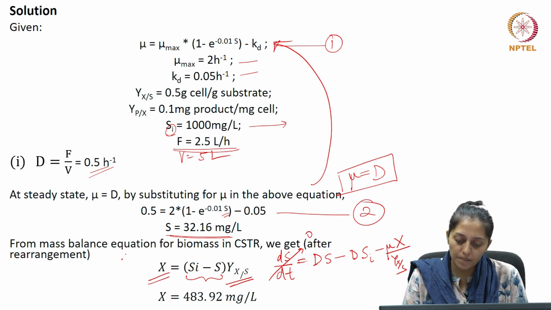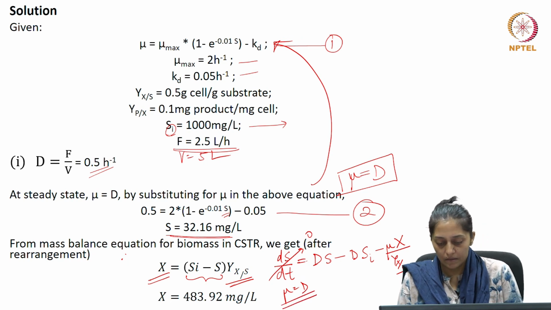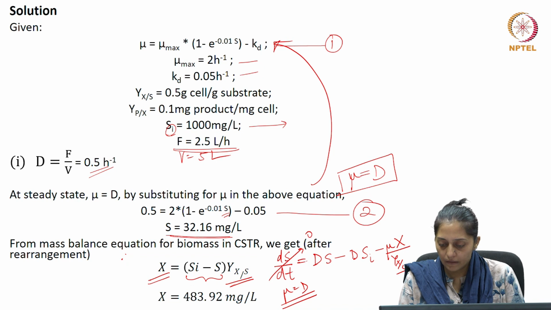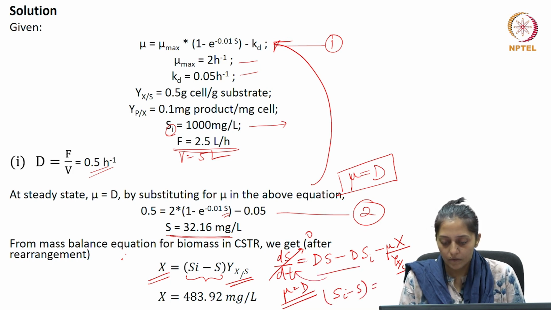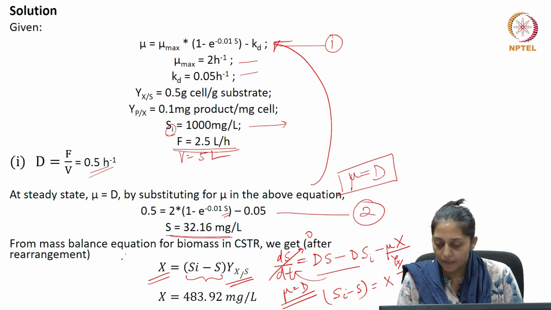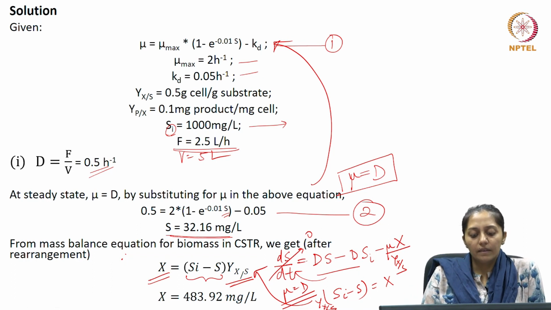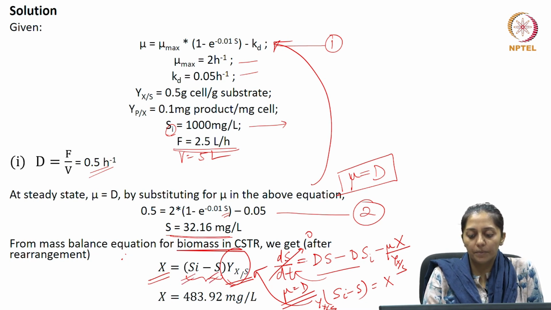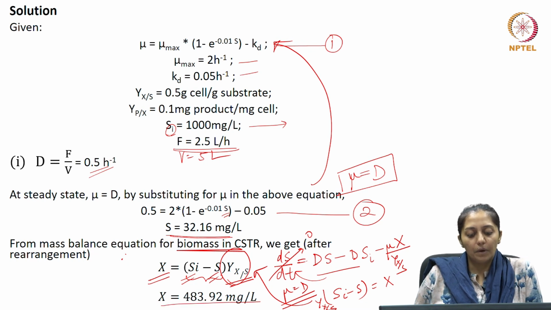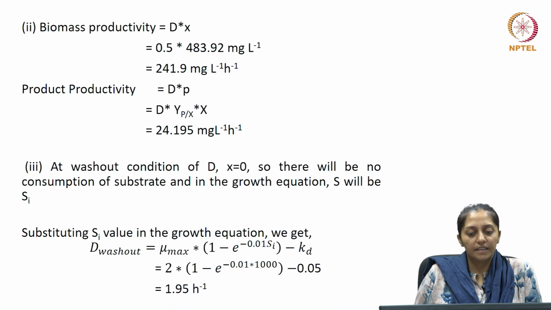At steady state we know dS/dt is 0 and also mu is equal to D by biomass balance. Then your Si minus S, you bring this to the LHS, will become equal to x, here Yx/S is multiplied. So, this is what is given here. So, then if you substitute the given value of Yx/S, the Si is given, S we have determined from equation 2, then we can find the amount of biomass produced at steady state.